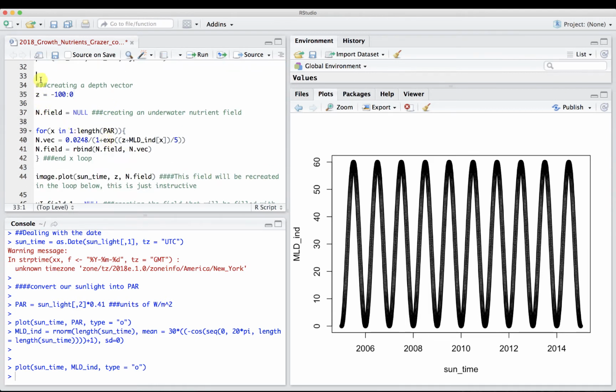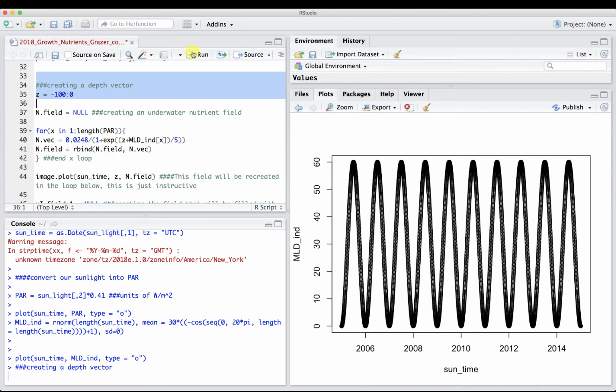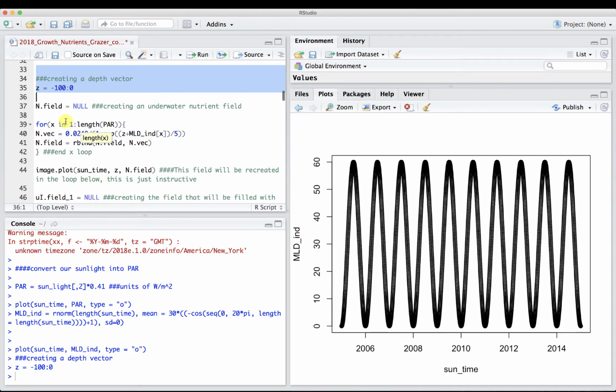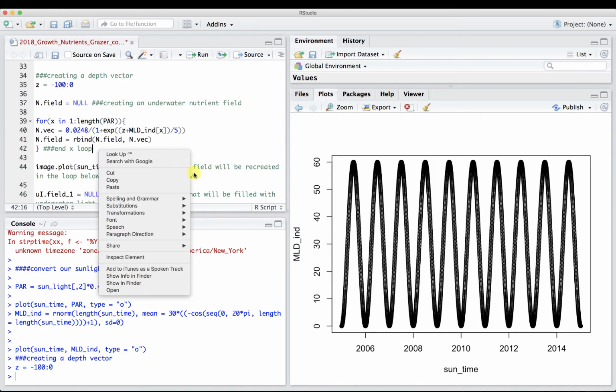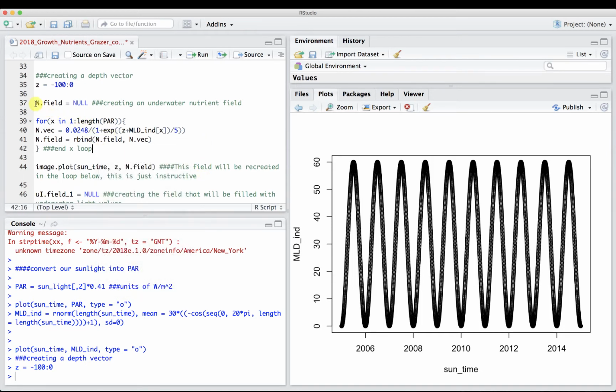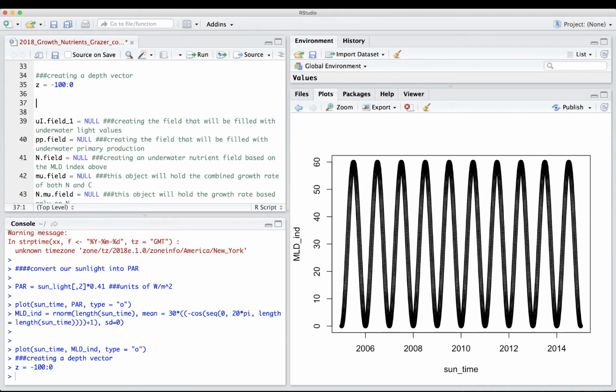And here's where we create our depth vector. And the code below is where we did an example of what the nutrient field was going to look like, which was replicated later in the simulation. So we're just going to delete this here. We don't really need this from previous. That just takes some time up.